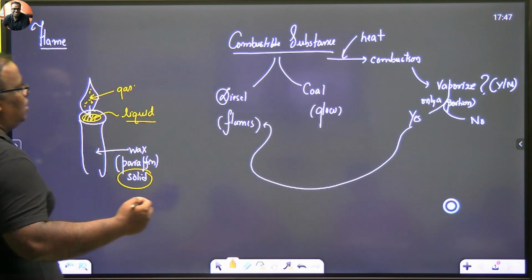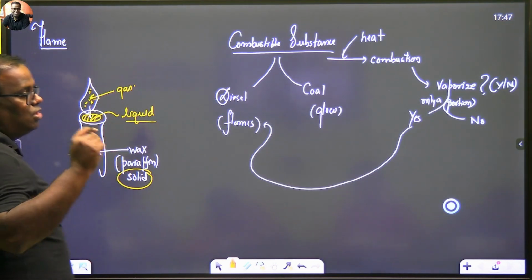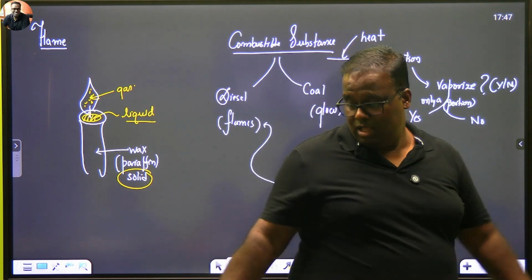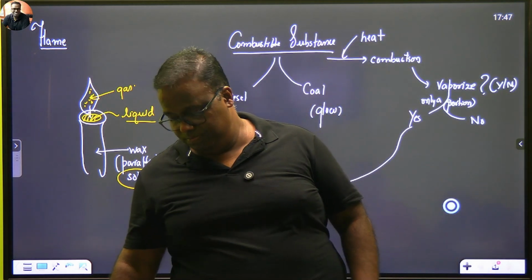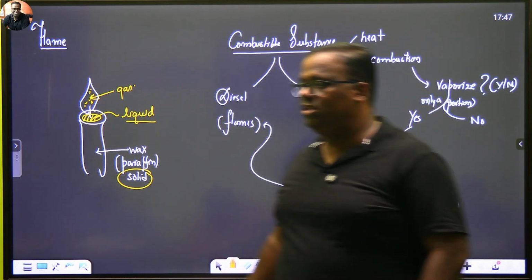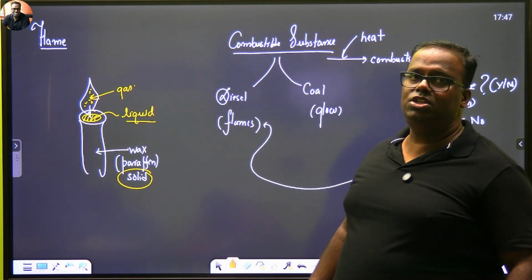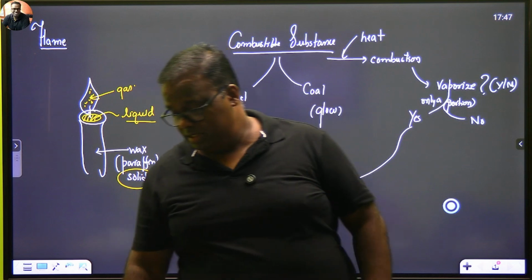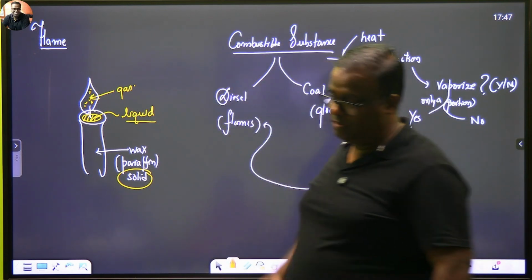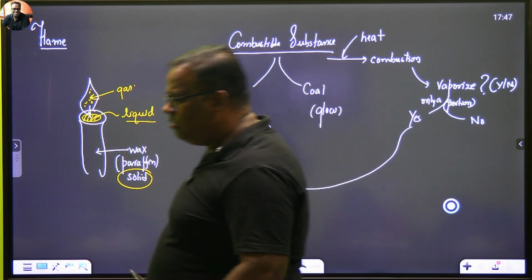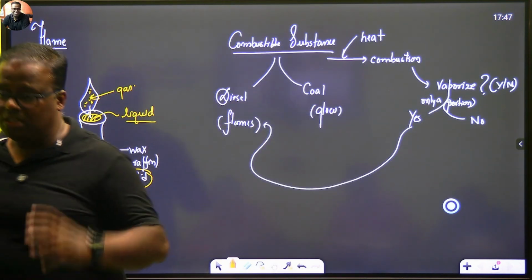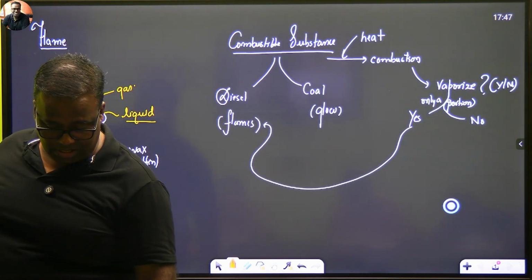So we are now in a position to write the definition of flame. So you write, the flame is the region where combustion of gaseous substances takes place. Whenever you are seeing flame, that means in that region, combustion of gaseous substances is taking place.